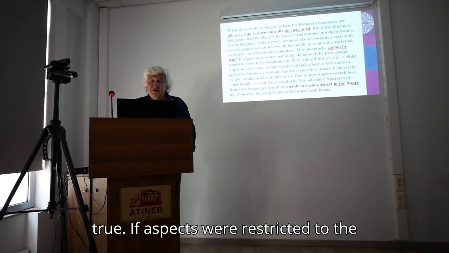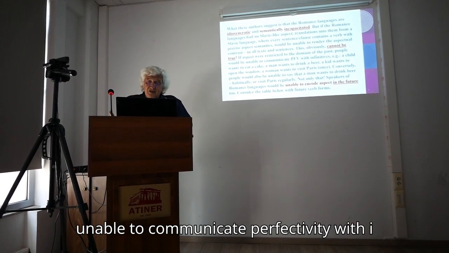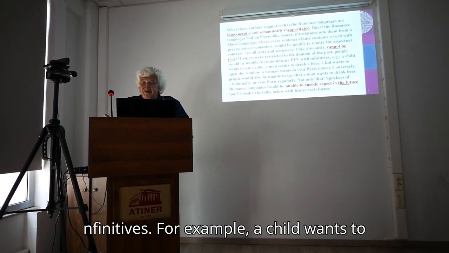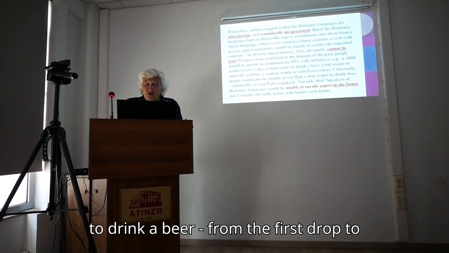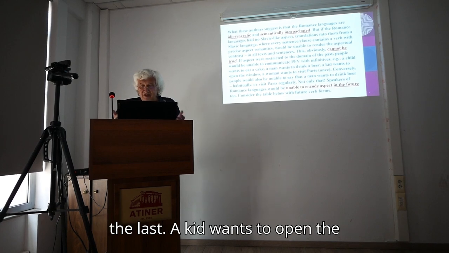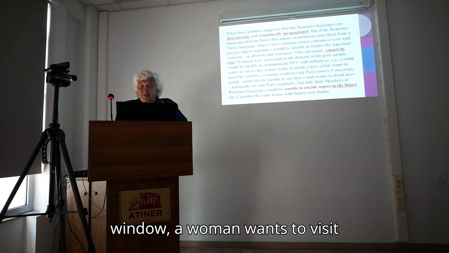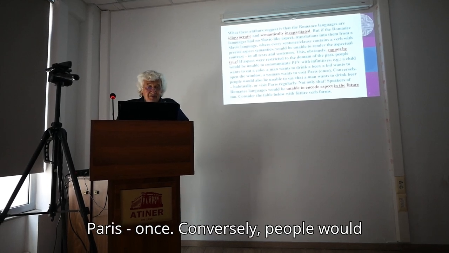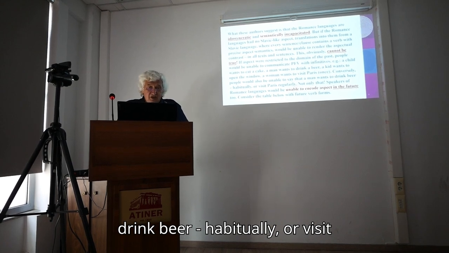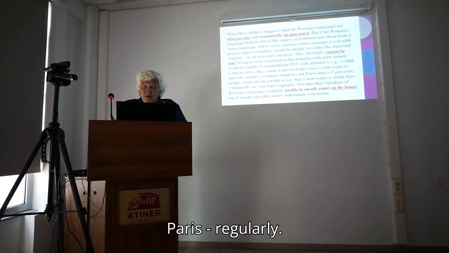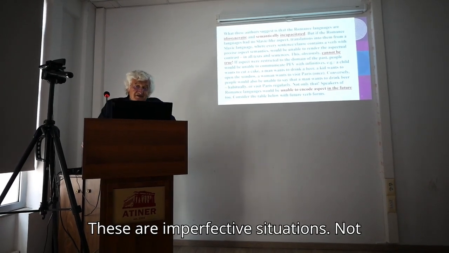If aspects were restricted to the domain of the past, people would be unable to communicate perfectivity with infinitives. For example, a child wants to eat a cake, the whole of it. A man wants to drink a beer from the first drop to the last. A kid wants to open the window. A woman wants to visit Paris once. Conversely, people would also be unable to say that a man wants to drink beer habitually or visit Paris regularly. The latter are imperfective situations.